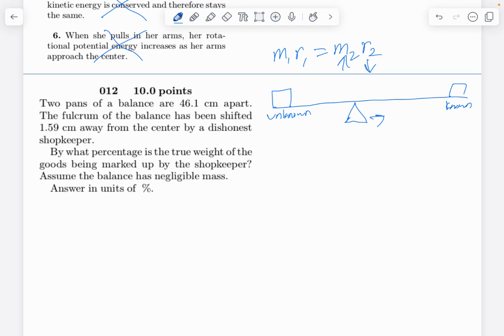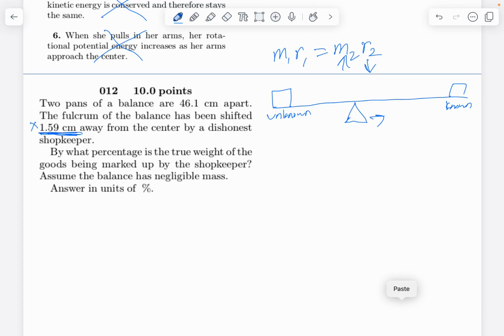That's not ripping you off. I'm charging you for 110 grams of gold when there's actually 100, because I'm putting 110 grams here, but there's only 100 over here, so you're getting ripped off. And we want to find out how much the shopkeeper is screwing with the weight of the goods. So we'll move the fulcrum closer to the known side, and it tells you the distance, and I'll call that x.